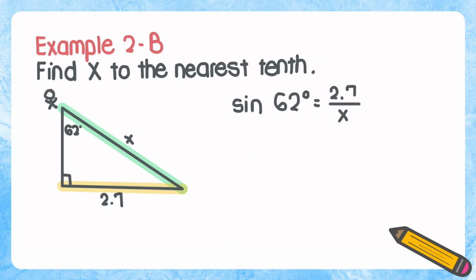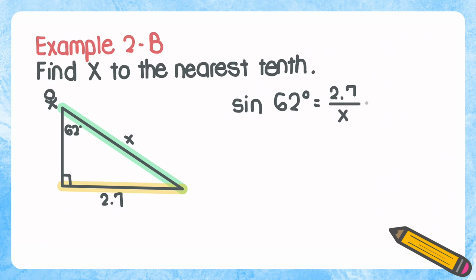So here's part B of example 2. Earlier, we set up the trig ratio: sine of 62 degrees equals 2.7 over x. I'll go over the mathematical way of solving for x first, and then go over a shortcut.